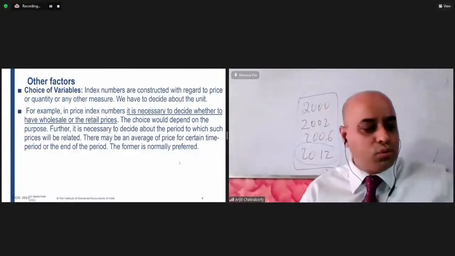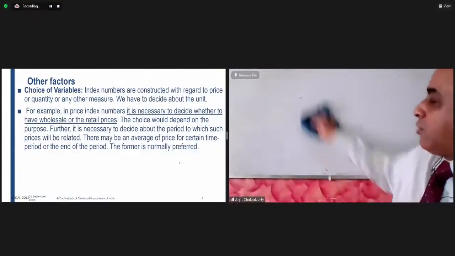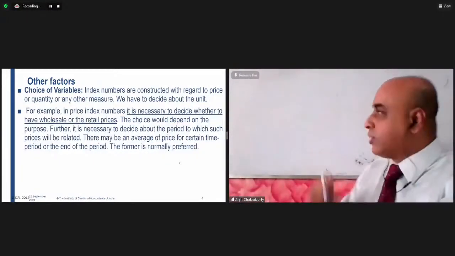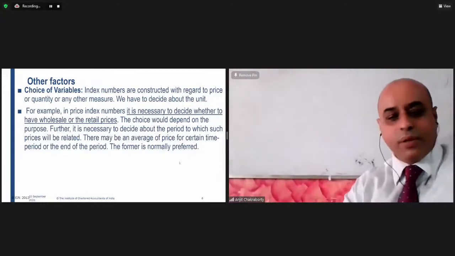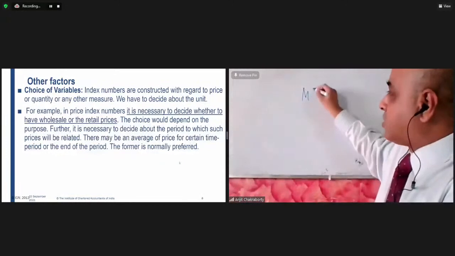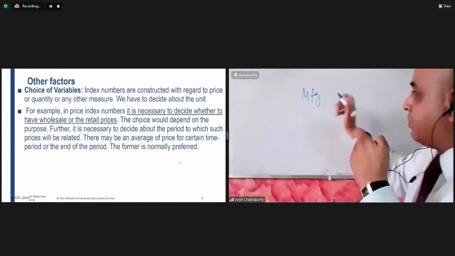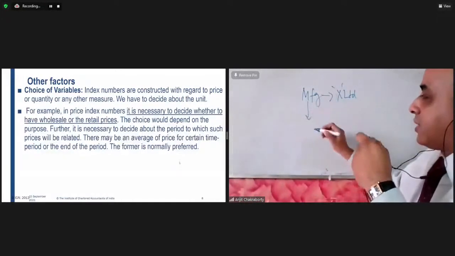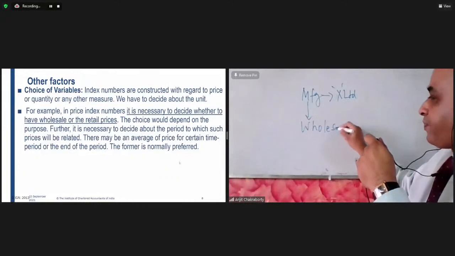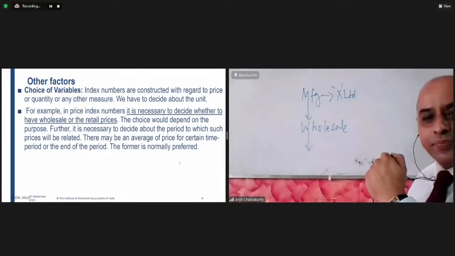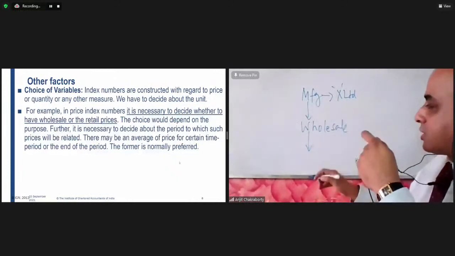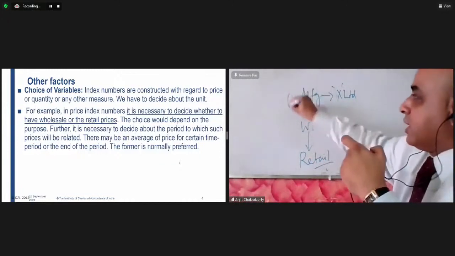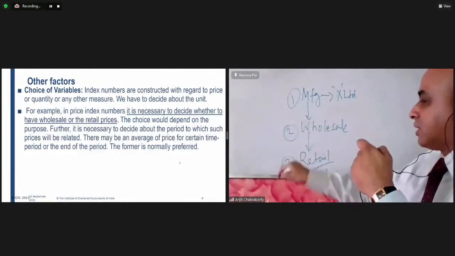But then we have two levels before the noodle reaches our hand. So what happens in the industry? First is the factory, so the manufacturer. I'm not taking any particular name. Let me take X Limited. Now they will sell their commodities to the wholesale market. And then the wholesale operator will send it to the retail center. So manufacturing is level 1, wholesale is level 2, and retail is level 3.